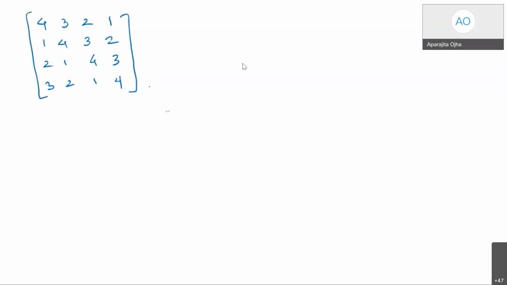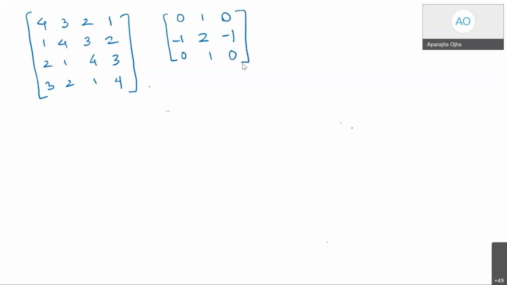First, we perform convolution operation on a 4x4 image. Let me write down the image entries here. 4, 3, 2, 1, then 1, 4, 3, 2, 2, 1, 4, 3, and 3, 2, 1, 4. Suppose these are the image entries. And suppose we take a 3x3 filter with entries say 0, 0, minus 1, 2, minus 1, and 0, 1, 0.